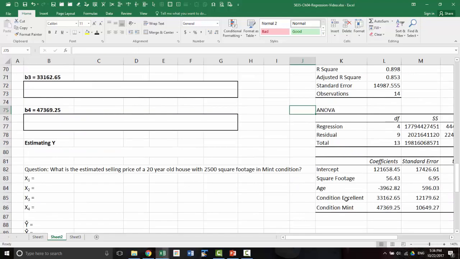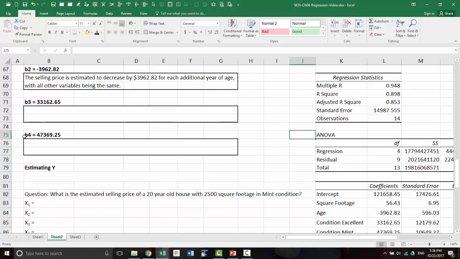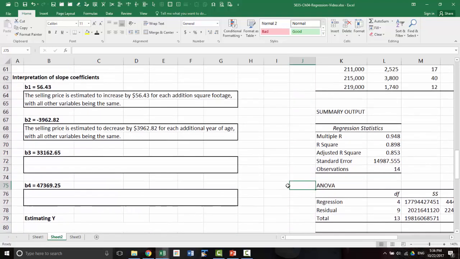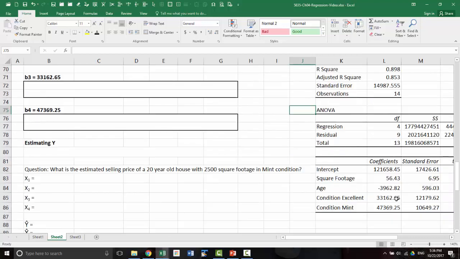Now B sub 3 is condition excellent, B sub 4 is condition mint. And here is where the variable that got left out for defining dummy variables comes in. Remember, we have 3 categories, so we defined 2 dummy variables. The interpretation of these coefficients depends on the baseline, which is the condition that was left out. The condition that was left out was good. So this coefficient is what condition excellent will get you in terms of house price, compared to good.